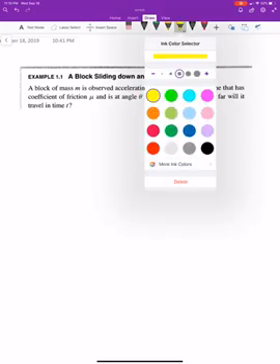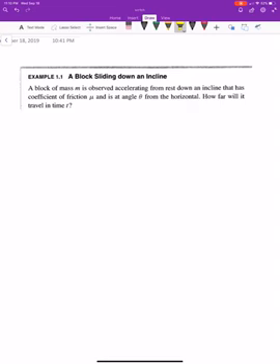Okay, so we have a problem here about a block of mass m that is seen accelerating from rest down an incline that has a coefficient of friction mu. That's what that symbol is. And it is at an angle theta from the horizontal. I'll also highlight mass m because that's a given. And then I guess in green, the actual question: how far will it travel in time t?